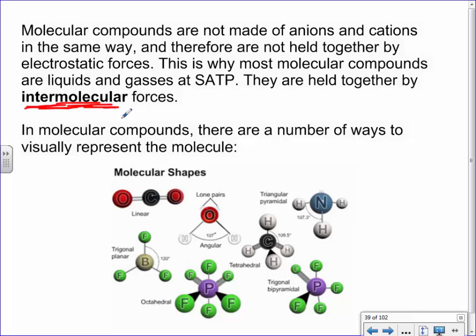These bonds inside here are known as intramolecular forces. Okay. This is a bond within the molecule, so it's known as an intramolecular bond. It's what keeps these two pieces together. So any of these things right here are called intramolecular bonds.